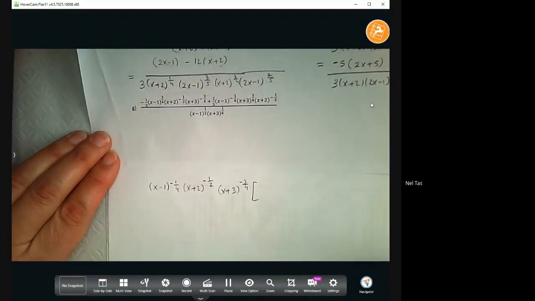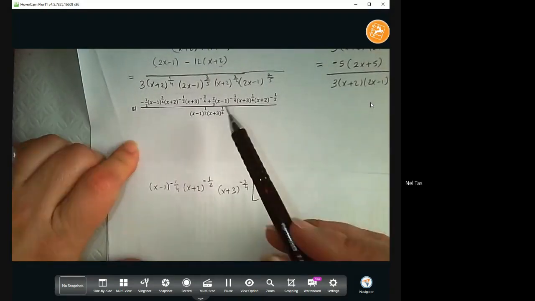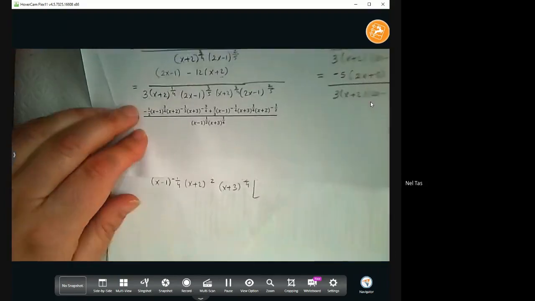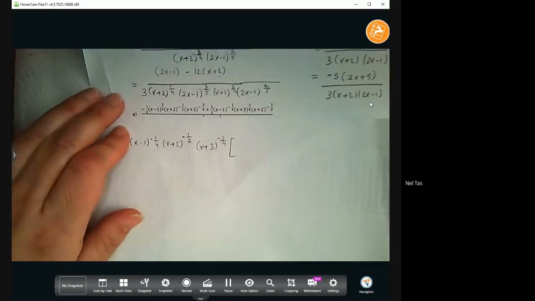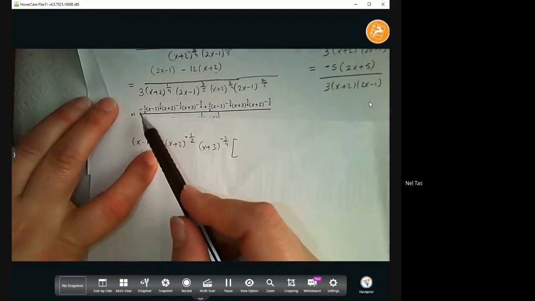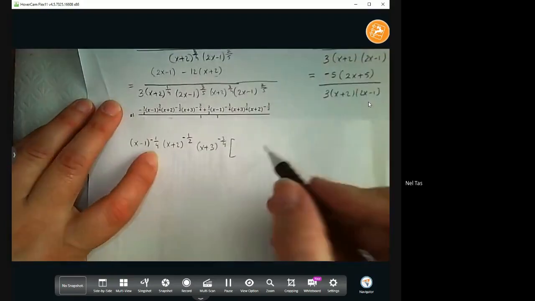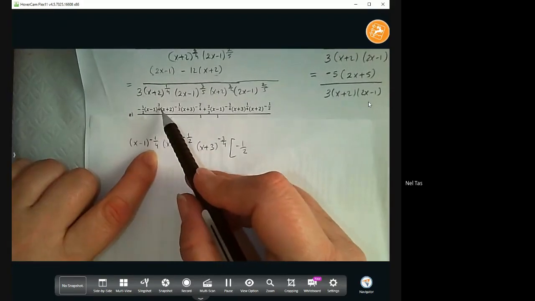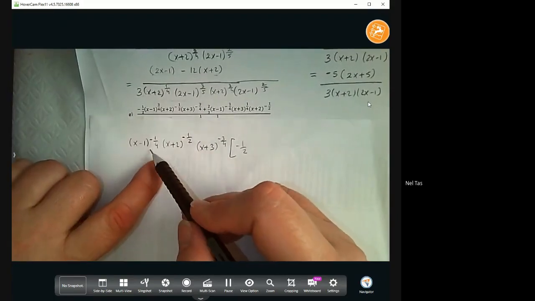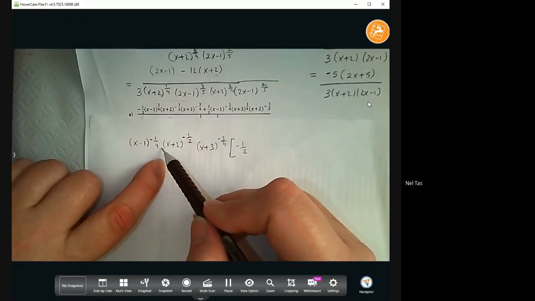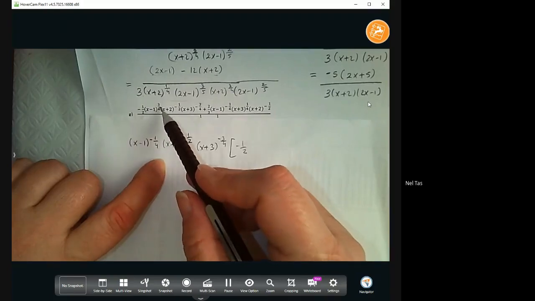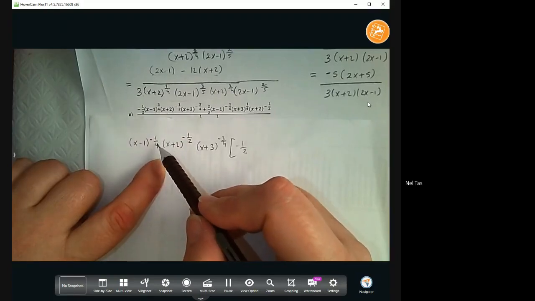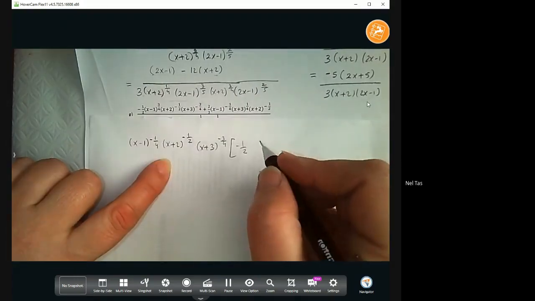Let's open the bracket. We're going to divide the first term by this common factor. So we get negative 1 over 2 times x minus 1 to the power of 3 over 4 divided by x minus 1 to the power of negative 1 over 4. To subtract the powers, 3 over 4 minus negative 1 over 4 gives you 4 over 4, which is 1. So x minus 1.